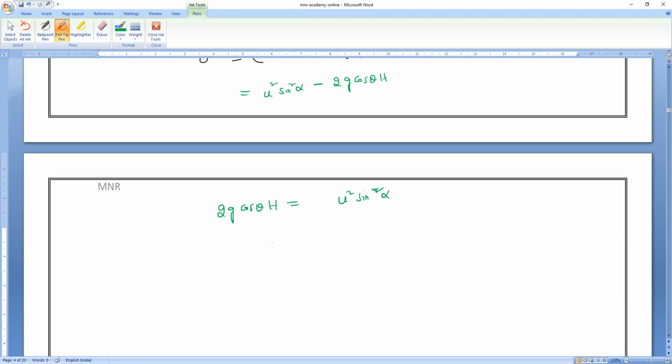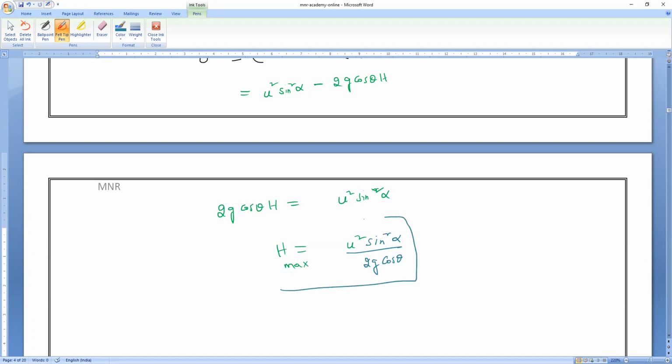Now we want H alone. So H maximum, the maximum height attained, is u square sin square alpha divided by 2g cos theta. Any doubt in this? You can ask. Clear?